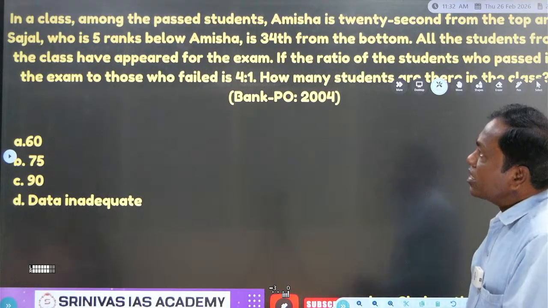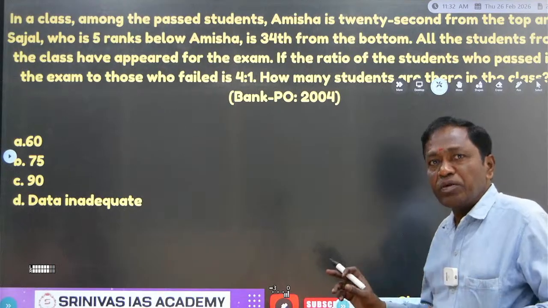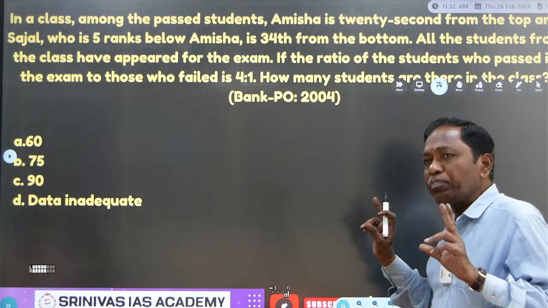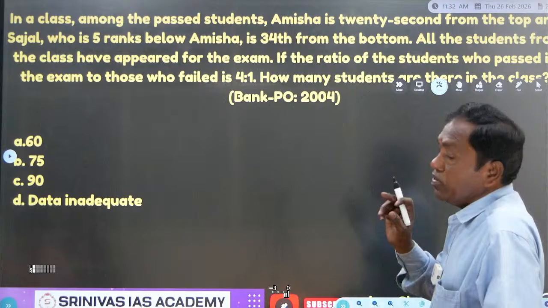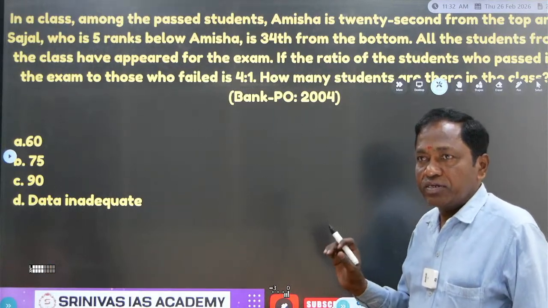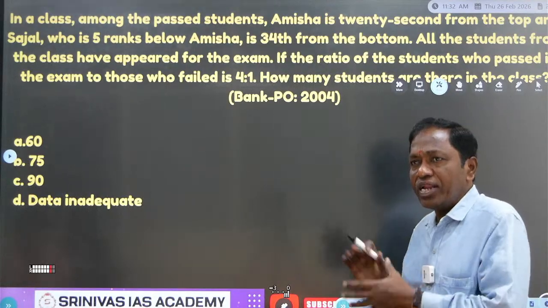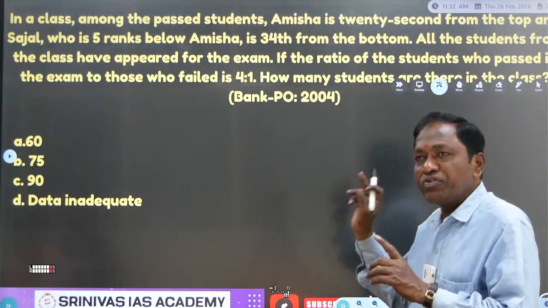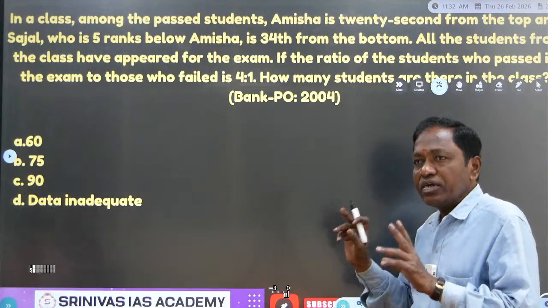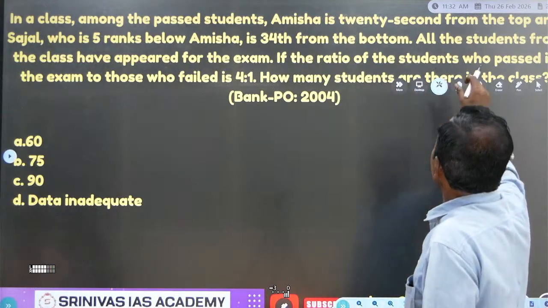Next, in a class, among the passed students, the information is all about what? Passed students. You have to read the question, even the passage also, because you have passages also here. That's why how to read is more important. In a class, okay, there is one class. Among the passed students, the information given in the question is related to the passing students. Amisha is 22nd from the top.